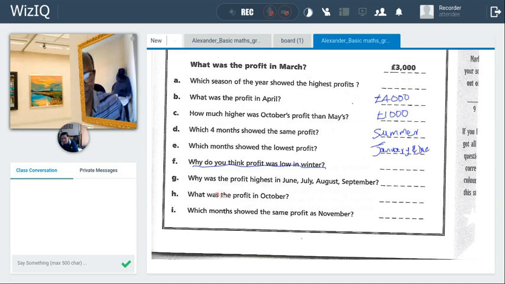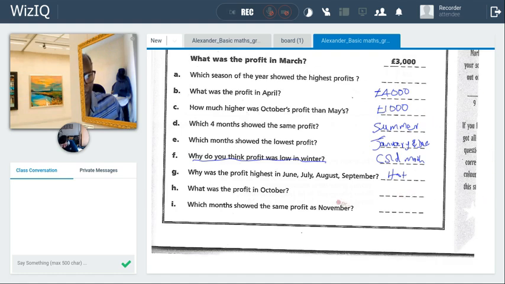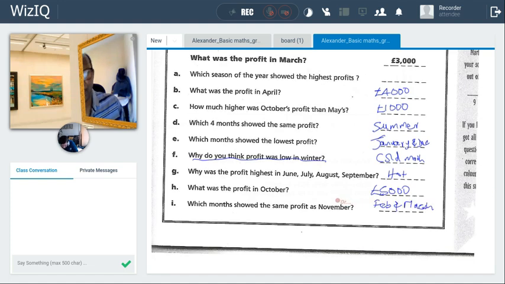Yes. Why was the profit highest in June, July, August, and September? Those are hot months. And then what was the profit in October? 5,000. And then finally, which months showed the same profit as November? February and March. Okay. Easy, isn't it?